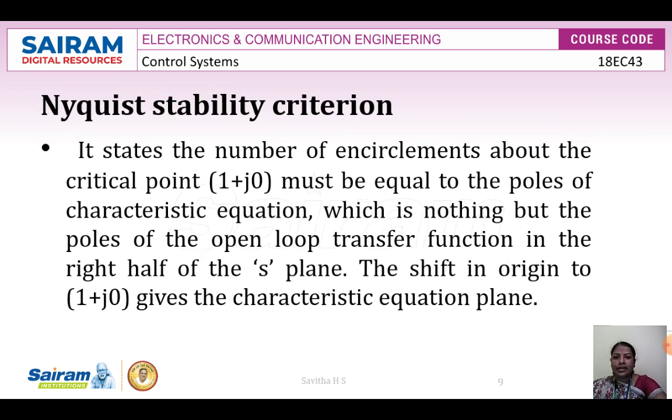Nyquist stability criterion: it states that the number of encirclements about the critical point, that is minus 1 plus j0, must be equal to the poles of the characteristic equation, which are nothing but the poles of the open loop transfer function in the right half of the s-plane. The shift in the origin to minus 1 plus j0 gives the characteristic equation plane.